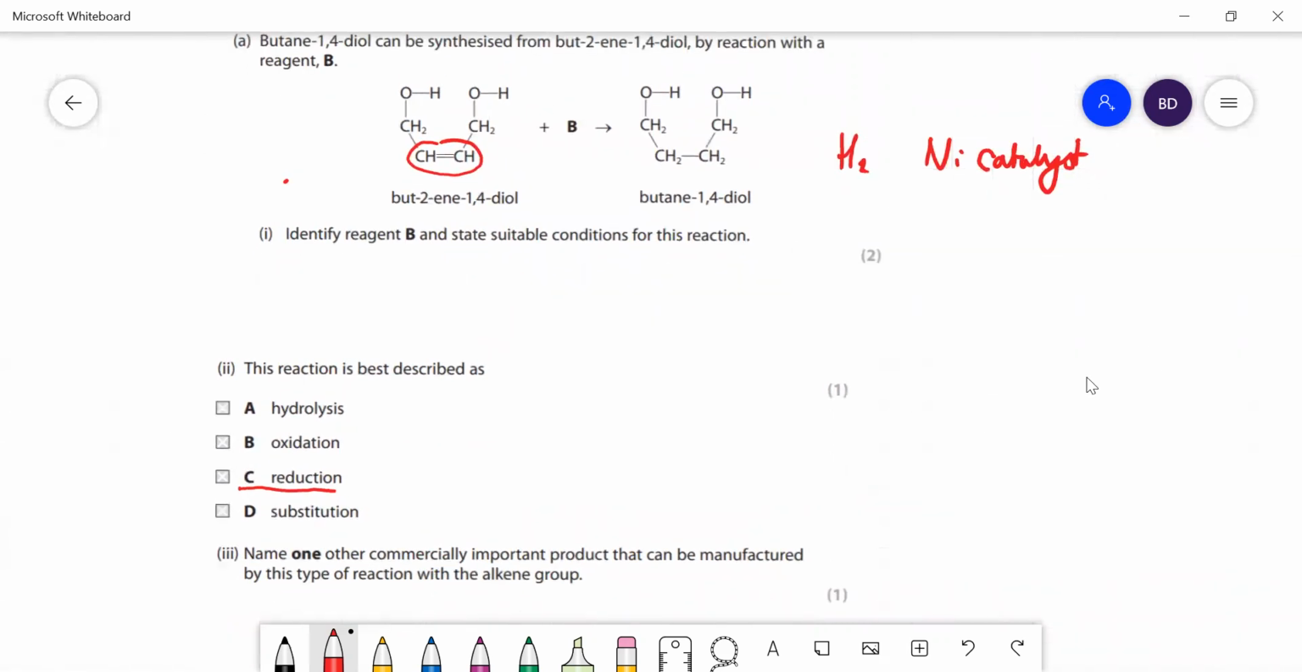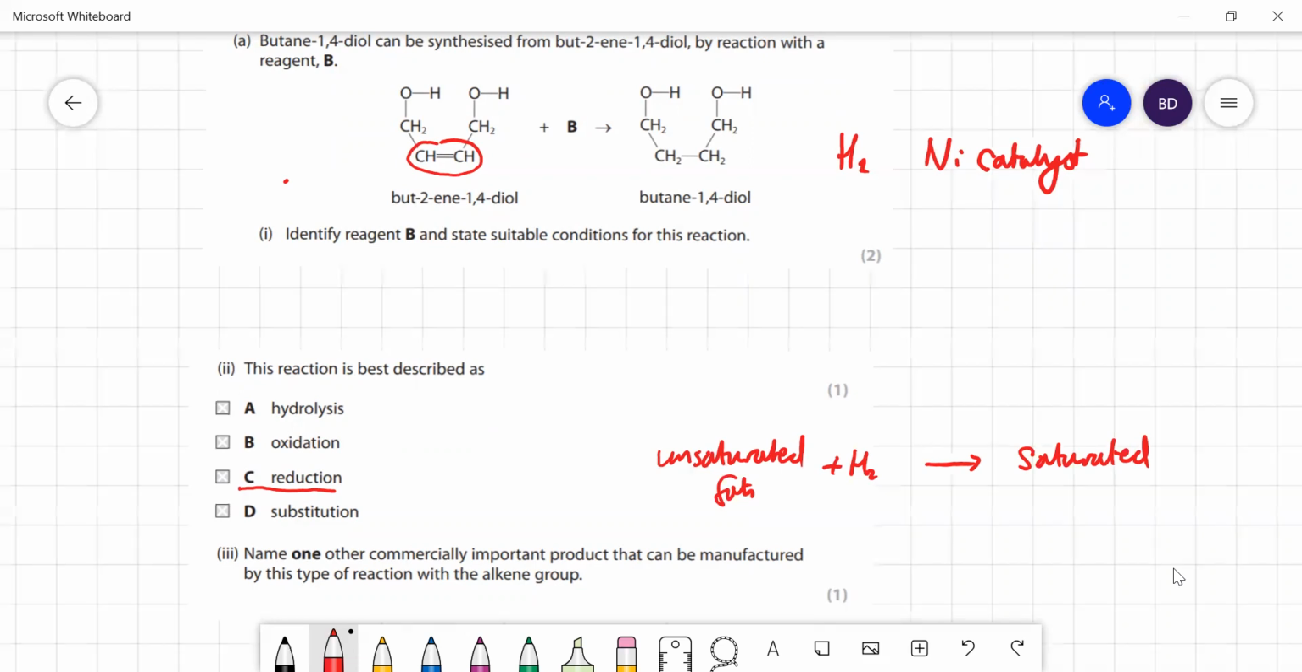One of the commercially important products can be manufactured by this type of reaction with an alkene group. Well, this is to make saturated fats. So you take unsaturated fats, react them with hydrogen with the nickel catalyst, and it makes them saturated. And of course, that makes them unhealthy, and that's used increasingly less these days because it's recognized as being pretty unhealthy.